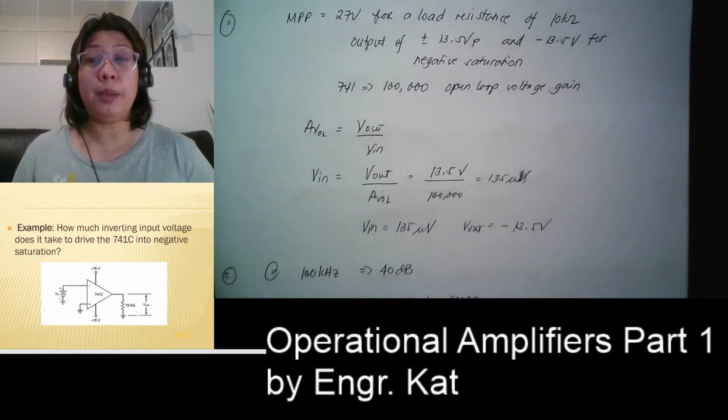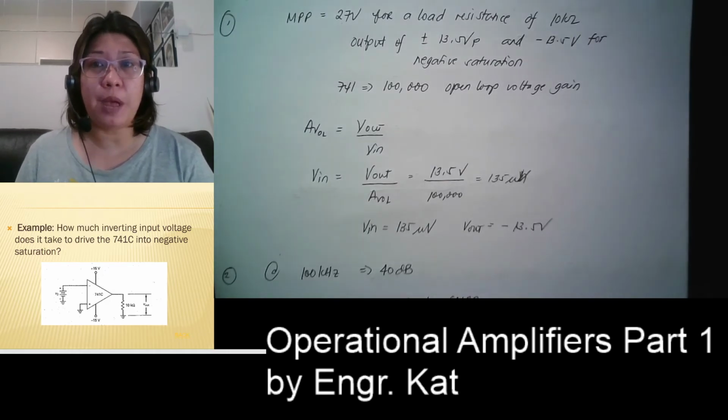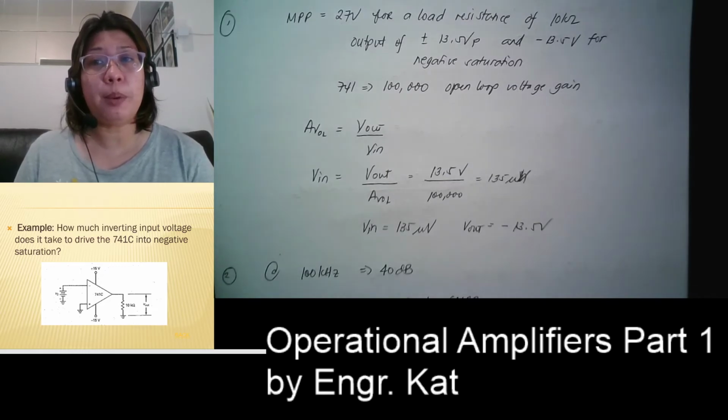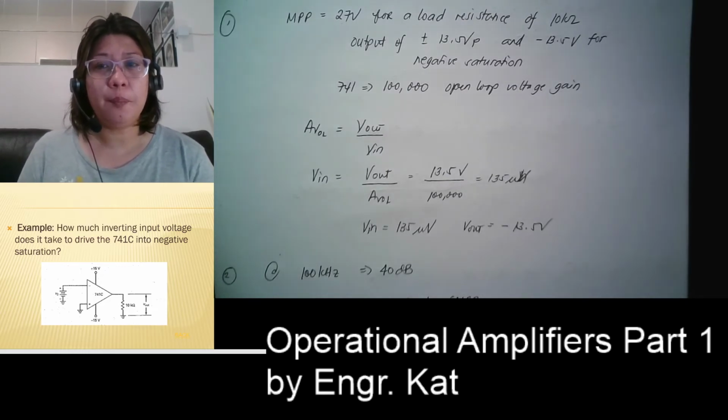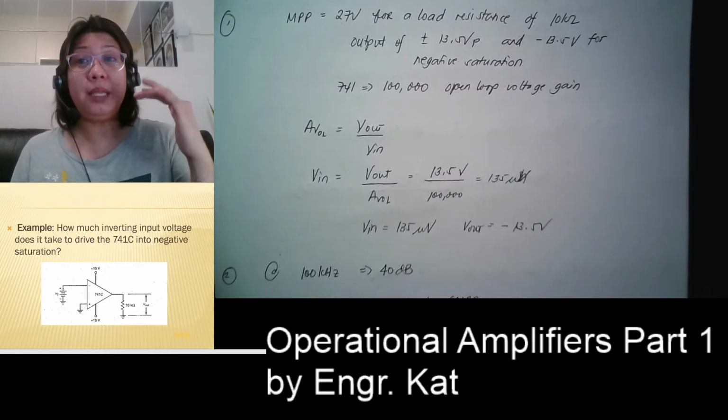So that is 135 microvolts. You multiply that by 100,000 times. It is 13.5, it is negative 13.5. So it really was amplified 100,000 times, but it will be stuck there. It will be saturated there.